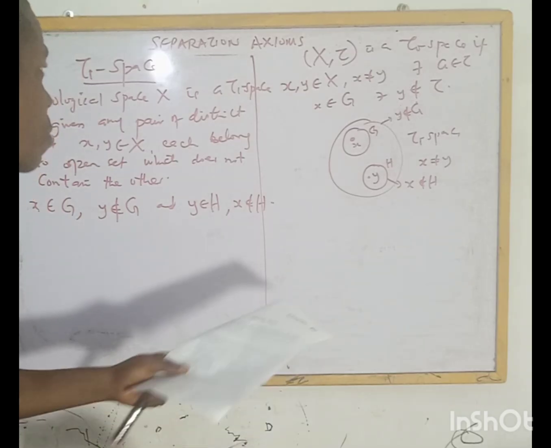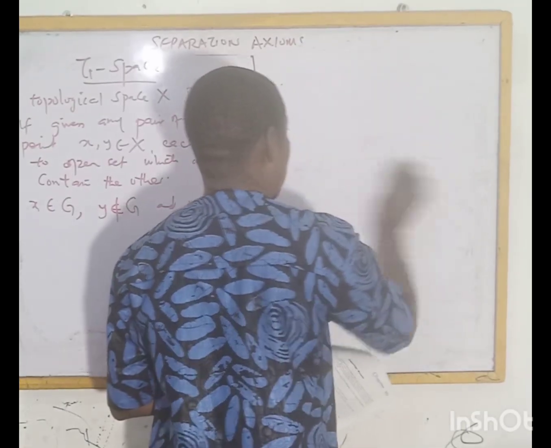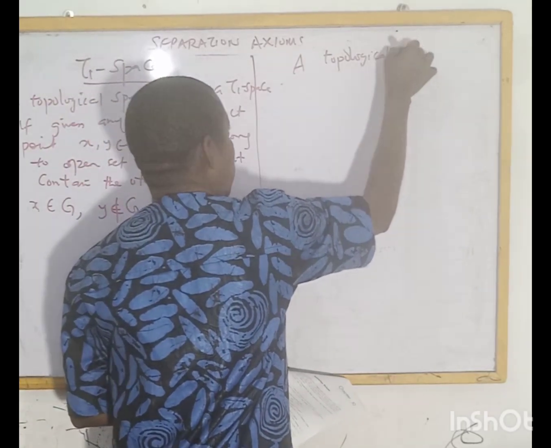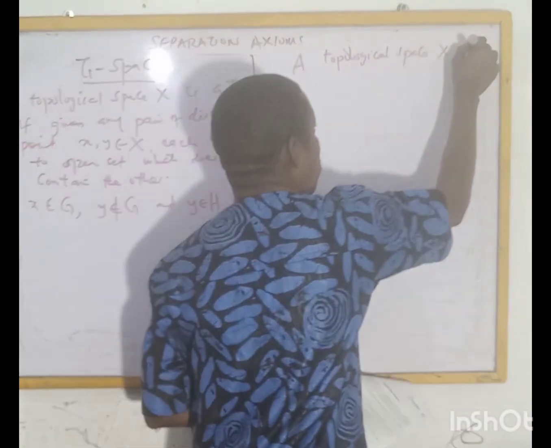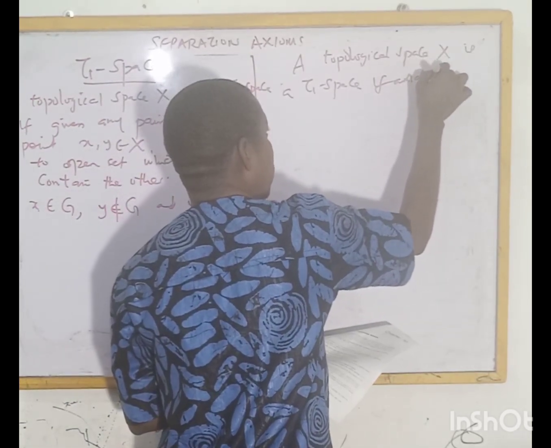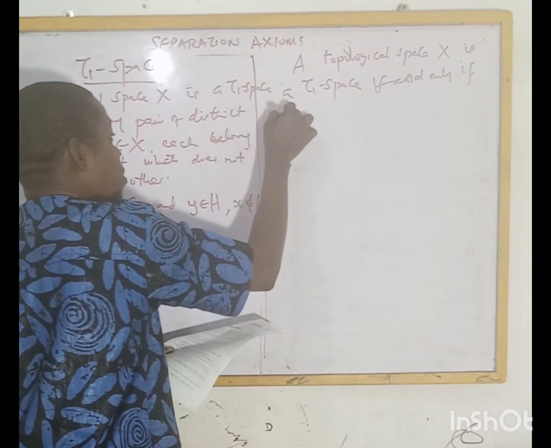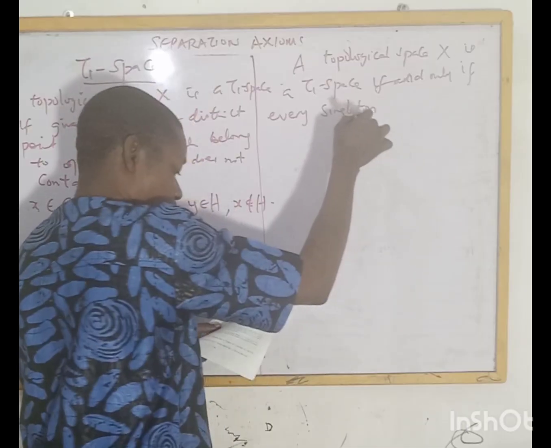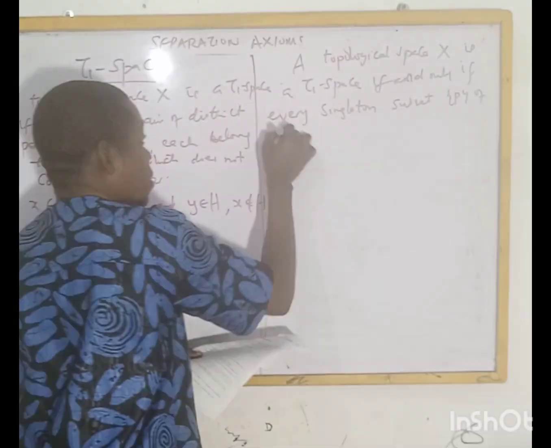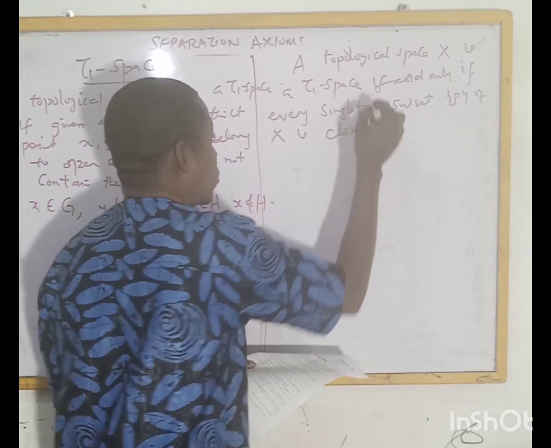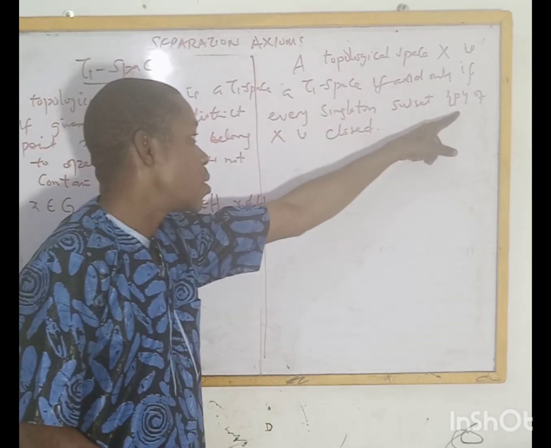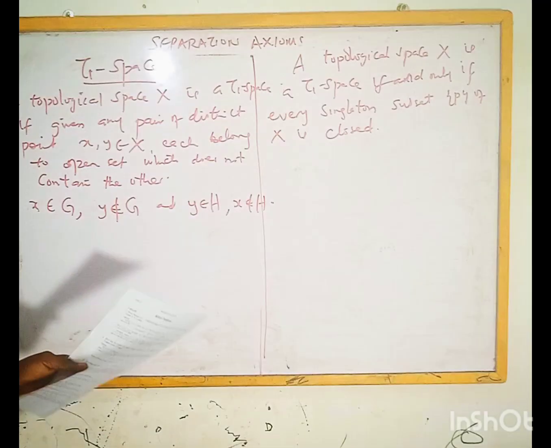Then also, there's a theorem here which says that a topological space X is a tau 1 space if and only if every single subset {p} of X is closed. So, a topological space X is a tau 1 space if and only if every singleton subset {p} of X is closed. If you want to prove it, let's look at the proof now.